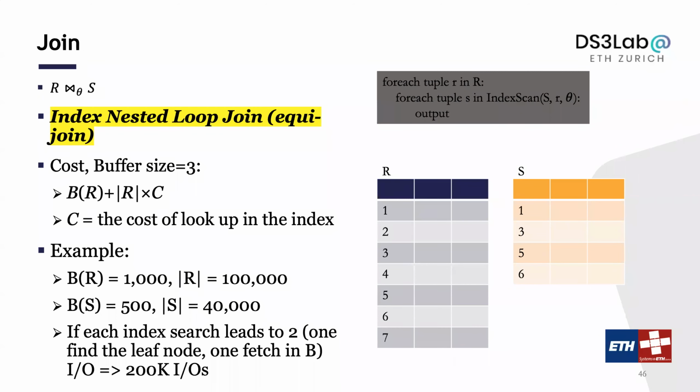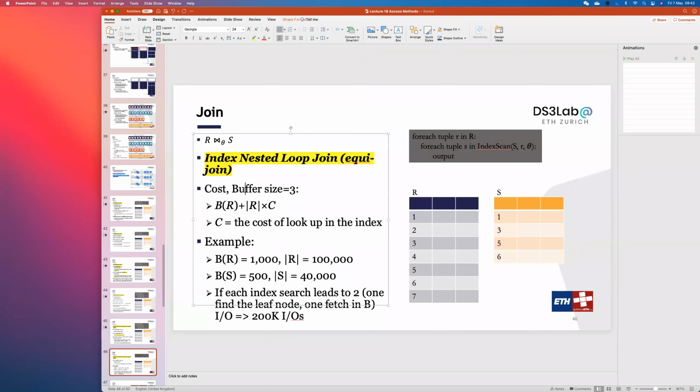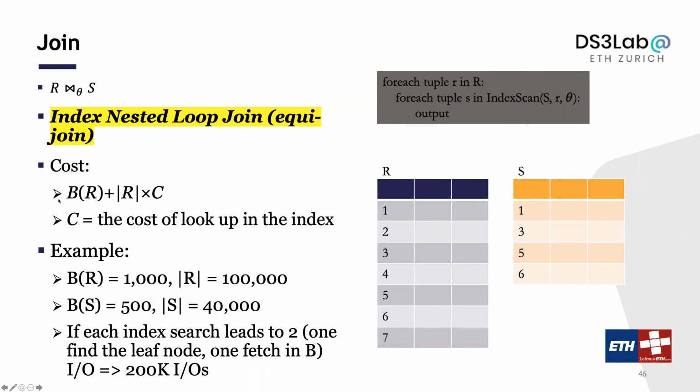So what is the cost here? Assuming you have a buffer, it actually doesn't matter how large the buffer is anymore. Essentially, you pay one pass of sequential scan on R, that's BR, the number of pages in R, plus for every single tuple in R, you do one lookup in the index. Here, assuming C is the cost for a single lookup in the index. So this is what you are going to have when you have an index and you are able to use it.